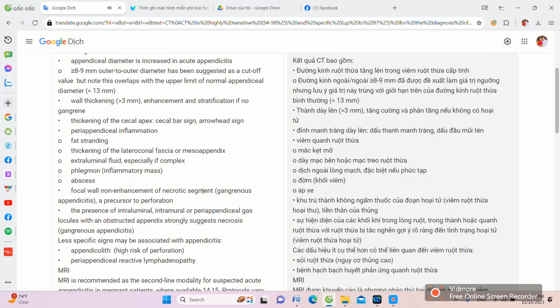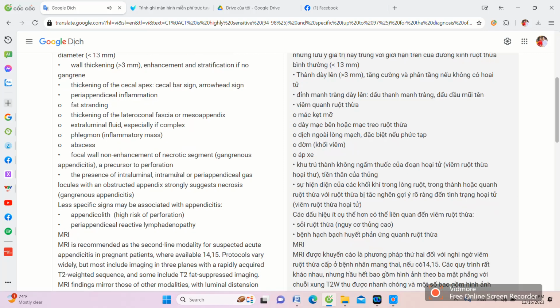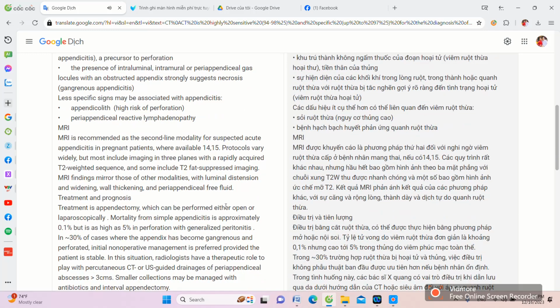Non-enhancement of a necrotic segment indicates gangrenous appendicitis, a precursor to perforation. The presence of intraluminal, intramural or periappendiceal gas locules with an obstructed appendix strongly suggests necrosis, gangrenous appendicitis. Less specific signs may be associated with appendicitis: appendicolith, high risk of perforation; periappendiceal reactive lymphadenopathy.